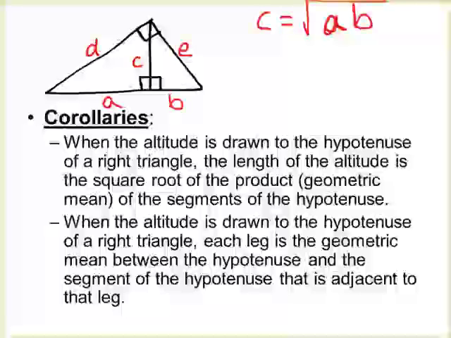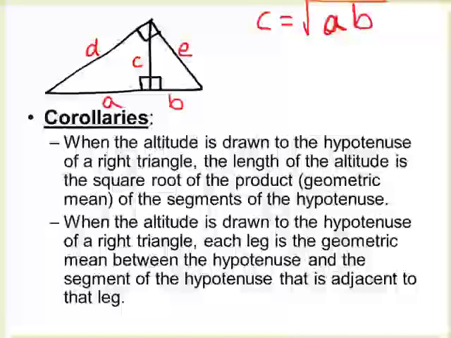It also then defines for us what geometric mean is. When we ask for the geometric mean of two numbers, what we're going to do is take the square root of their product. Okay, so some of your homework problems will ask you to find the geometric mean of two numbers. Take the square root of their product.